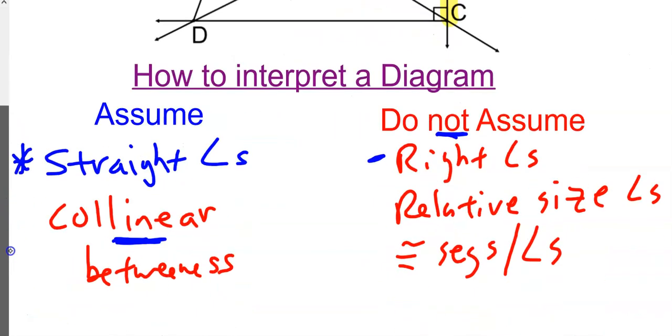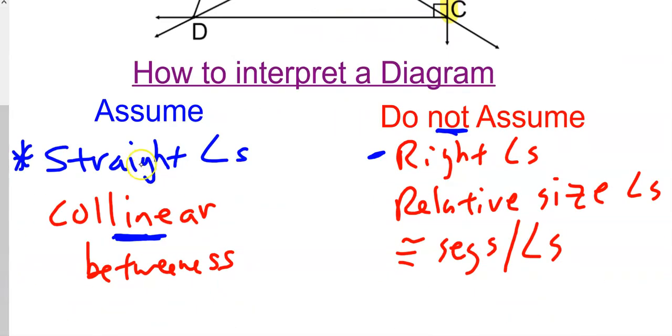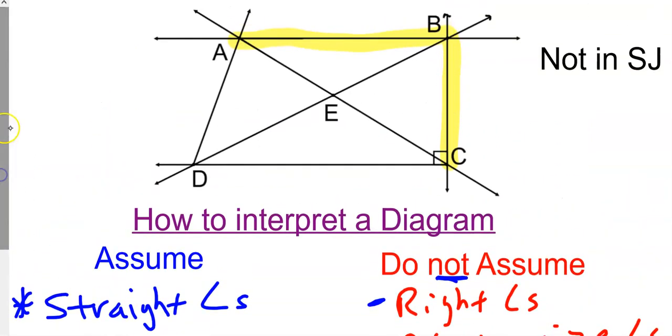So again, what can we assume? Straight angles, collinear, and betweenness. So we can assume E is between A and C because we know that this is a straight line and a straight angle. E is between D and B because again, we can assume straight angle, collinear, therefore betweenness. We can't assume anything about this angle, for example, BEC. We don't know it's acute. It looks acute, but we cannot make that assumption.